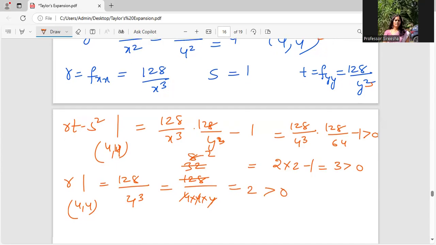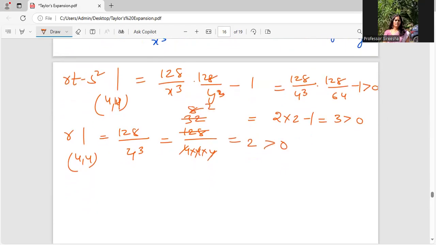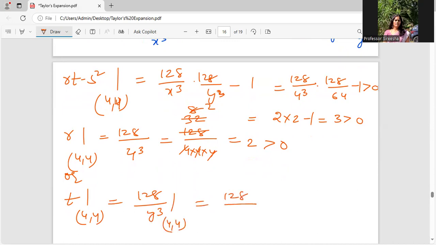As well I can find, it is not mandatory that it should only be R, guys. It can be T as well. What is T? 128 by y cube, right? y cube at 4 comma 4. y is again 4 only. So 128 by 4 cube again would give me 2, which is greater than 0.